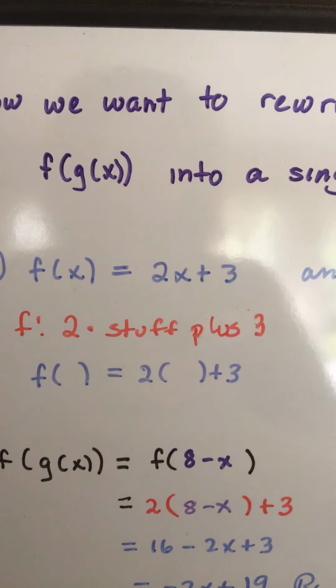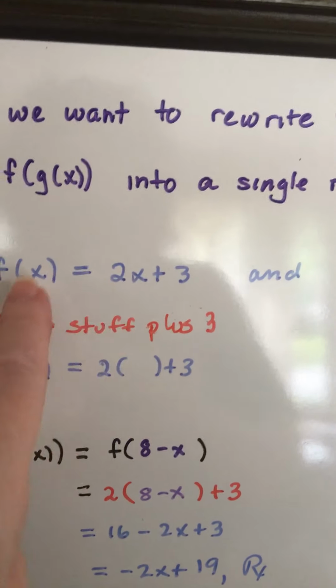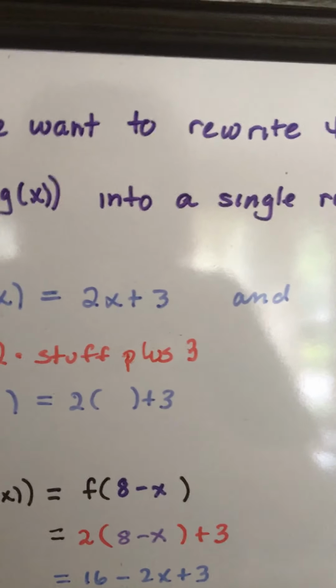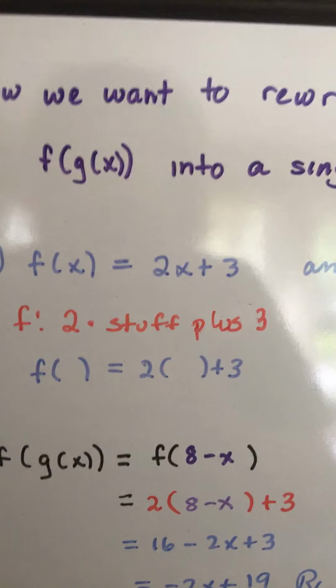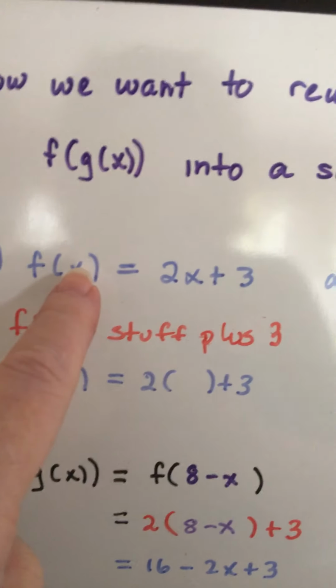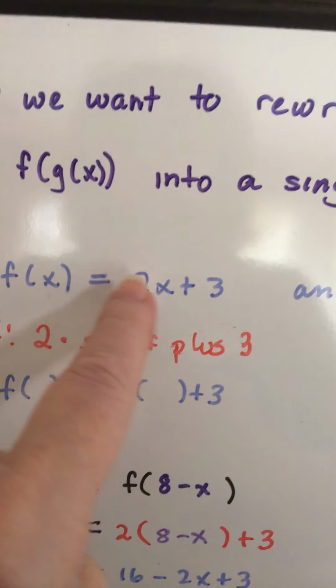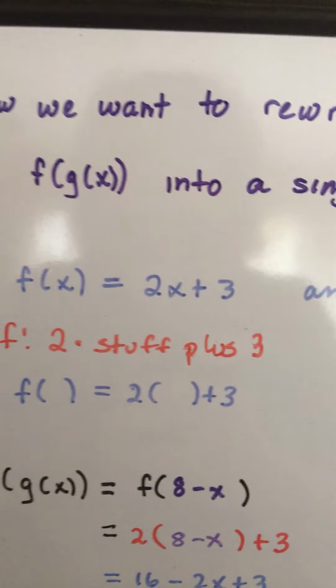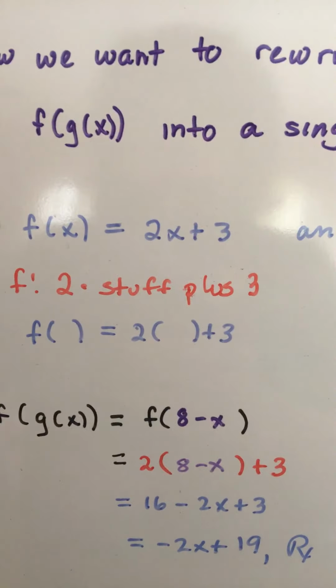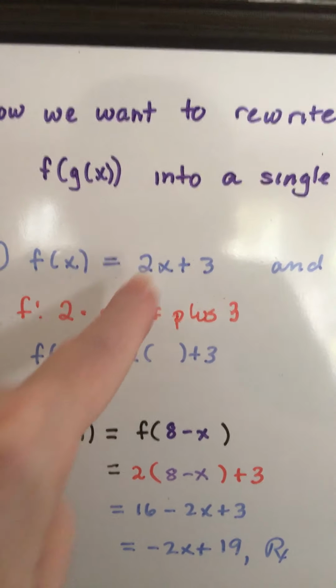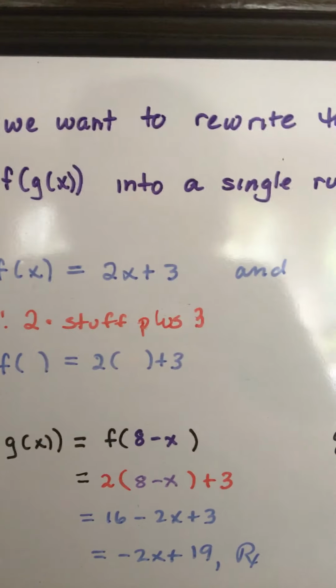Well, the first thing you need to know is these x's are not necessarily the x coordinate. They're just a placeholder. And so there's going to be some stuff in here. And whatever this stuff is, I want to do the rule to it. So you have two ways of thinking of this. You can write it in words and say 2 times my stuff plus 3.